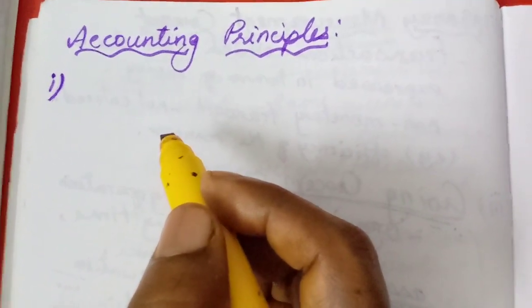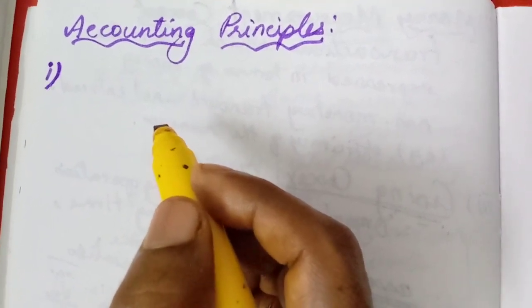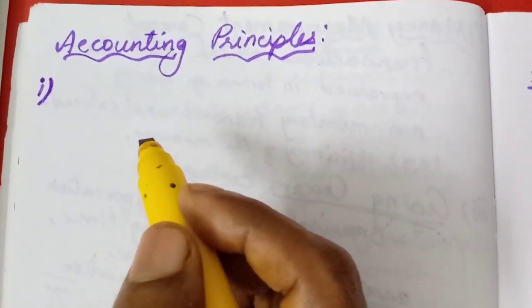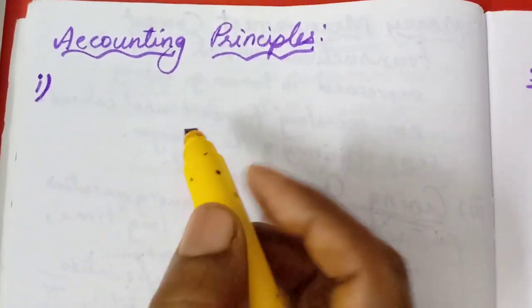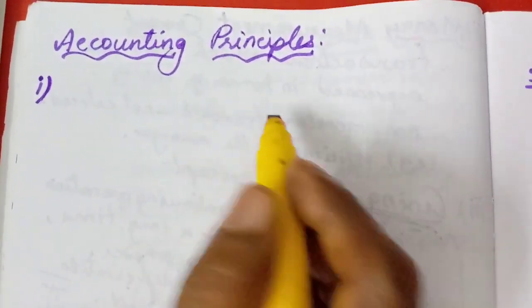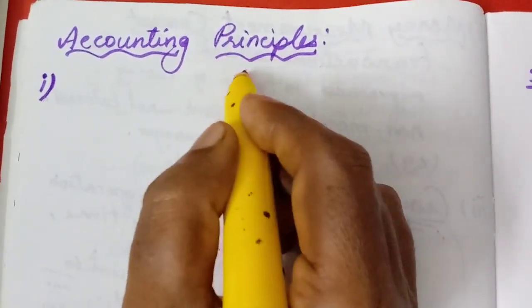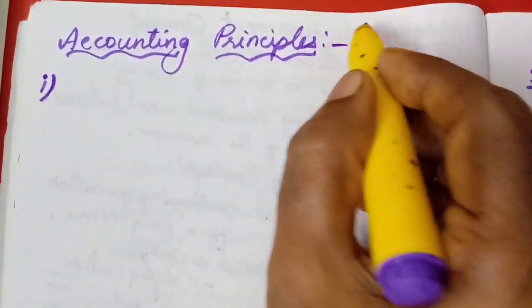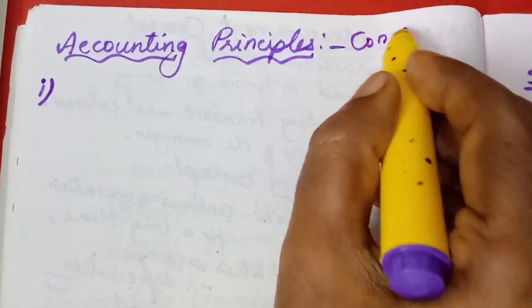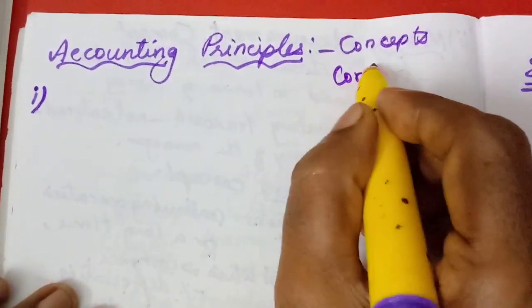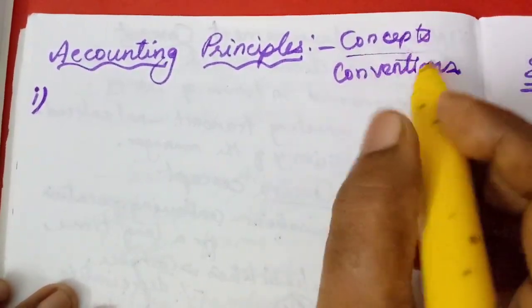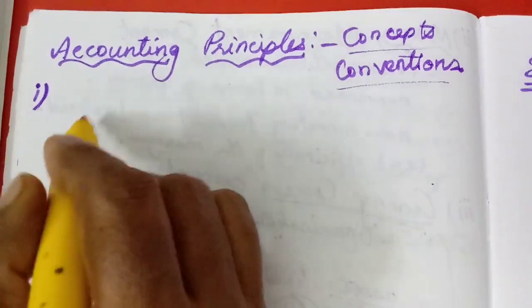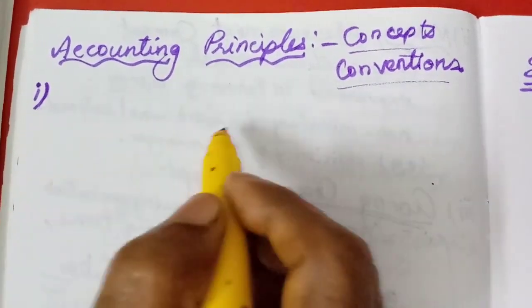And what is the concept? Accounting principles can be described in different terms: accounting concepts and accounting conventions. These principles can be divided into concepts and conventions. What are the concepts? What are the conventions? We have learned 4 concepts.